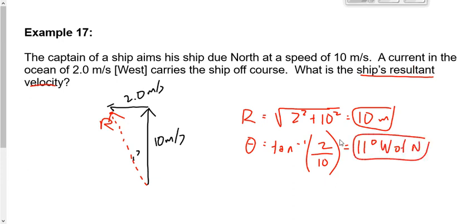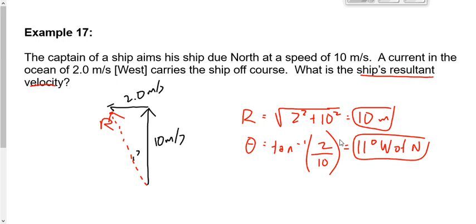So, think about this. Captain of a ship is aiming directly north, but there's a current going this way. Logically, of course, the ship is going to end up going over there somewhere, right? Does that make sense? A solid line vector contributes to the motion, as does this solid line vector contribute to the motion. Where do I actually go? Over here somewhere. Got it?